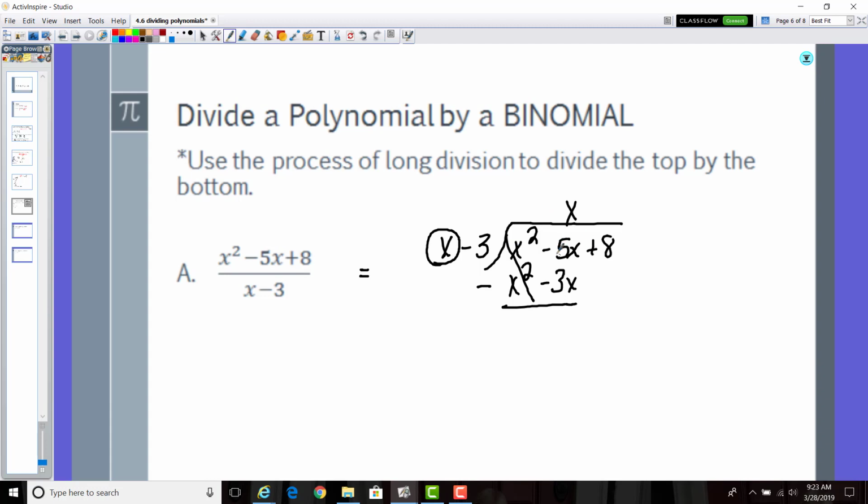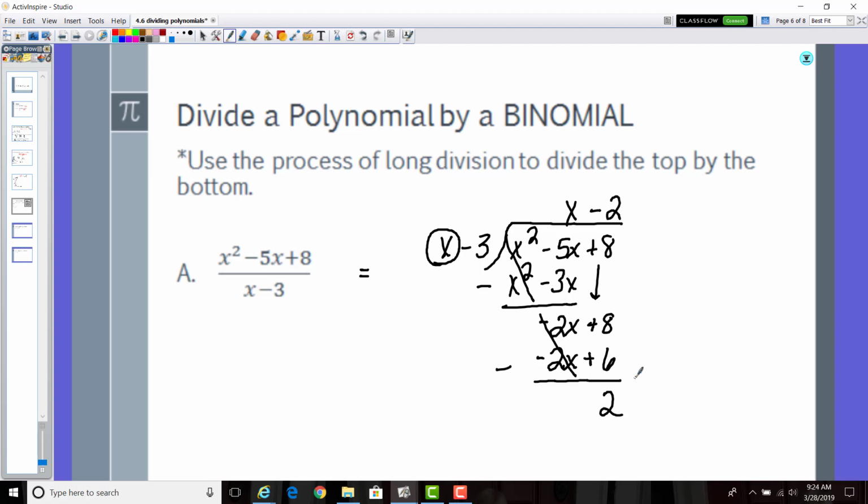So -5x minus -3x gives us -2x. And we slide down the plus 8. And we repeat the process again. x times what gives us the term -2x? Well, that is -2. So -2 times x is -2x. -2 times -3 is +6. We subtract those terms. -2x minus -2x gives us 0. 8 minus 6 gives us 2.